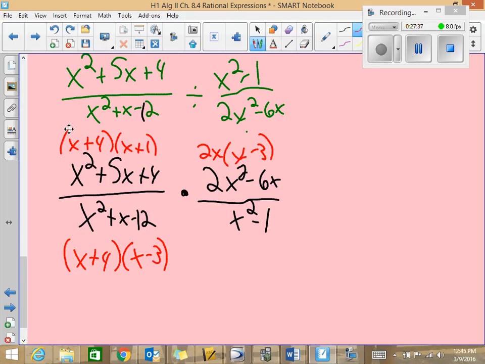I was wondering why nothing canceled out. Now sometimes they won't, but for these I'm trying to make them. So x squared minus 1 is x plus 1, x minus 1, because x squared is a square and 1 is a square, right? So now x plus 4's cancel out, x minus 3's cancel out, x plus 1's cancel out.